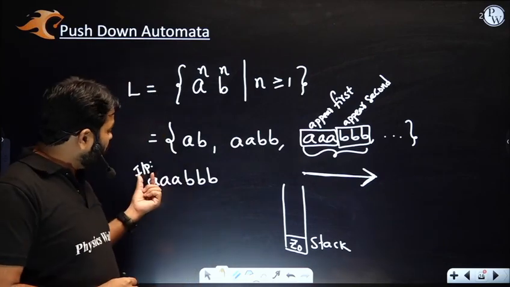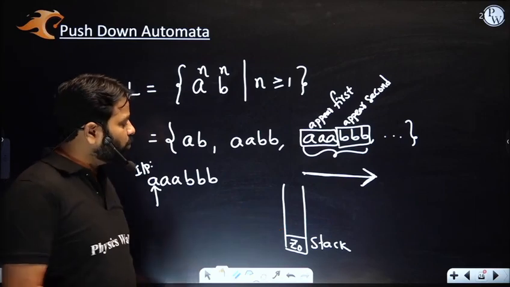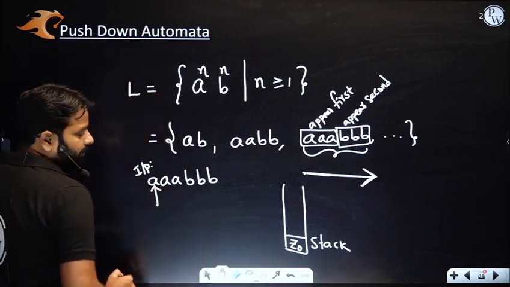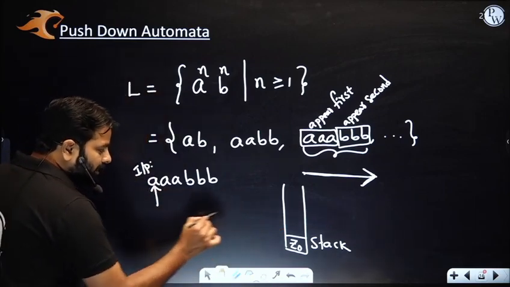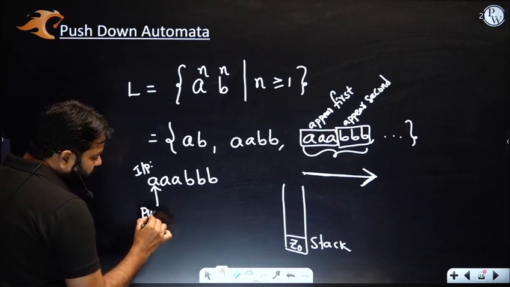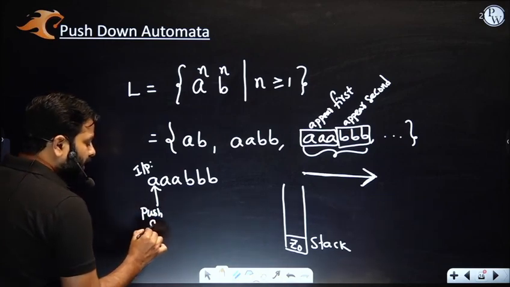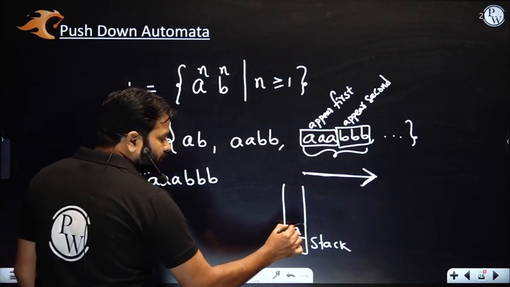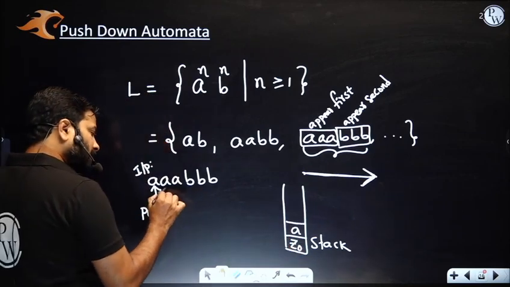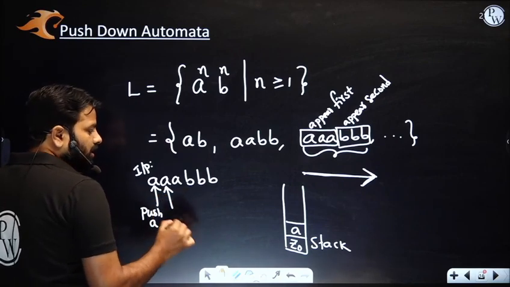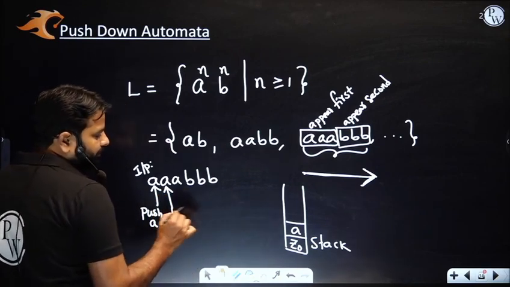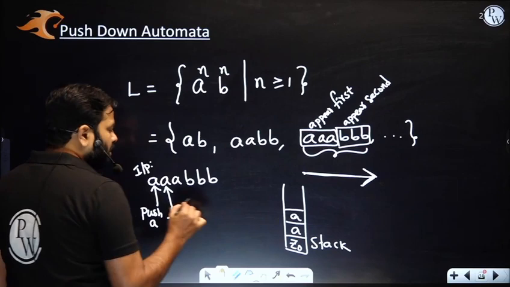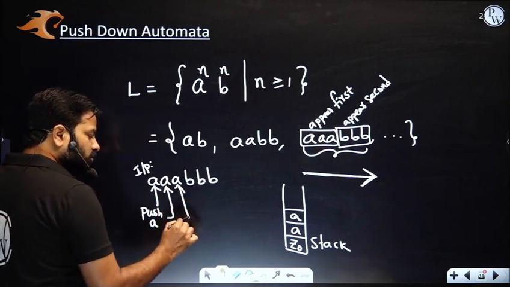Okay. So now, for every A, I push 1A. That means for this A, I'm going to take a decision: push A. And not only am I pushing it, but I also read A. And the same thing, when I'm reading this, I do the same thing again. When I'm reading this, I'm also doing the same.